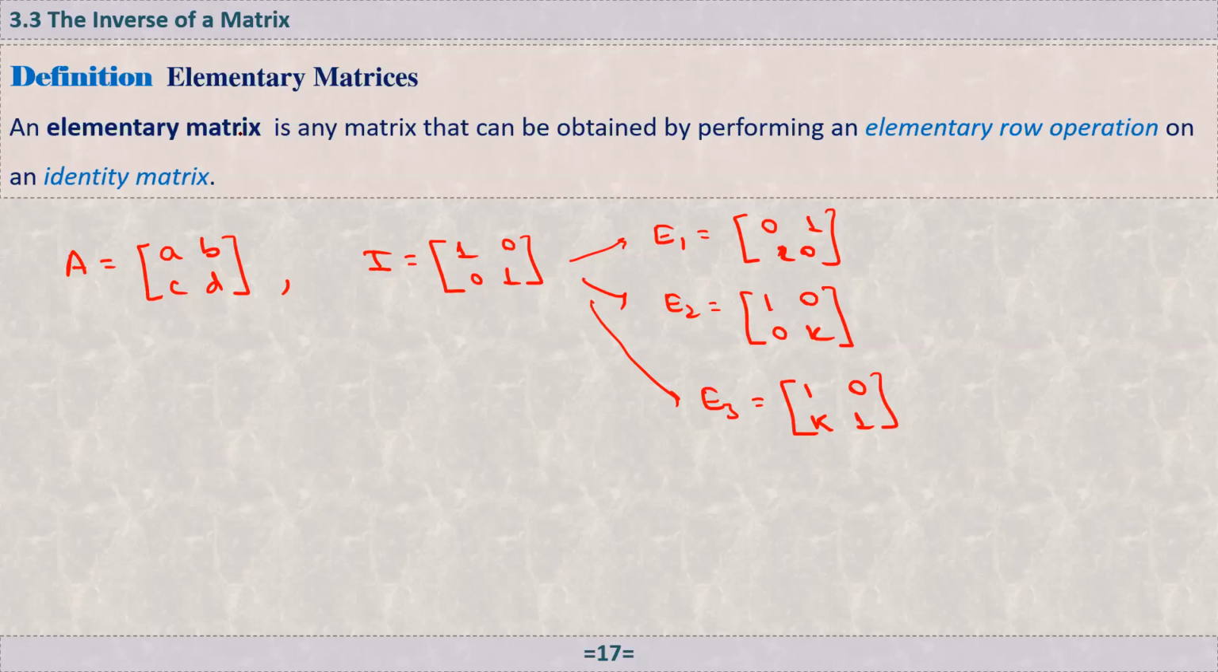In the definition, we are saying that an elementary matrix is any matrix that can be obtained by performing an elementary row operation, meaning only one, on an identity matrix. How many elementary row operations do we have? Only 3. So we can obtain 3 different elementary matrices.